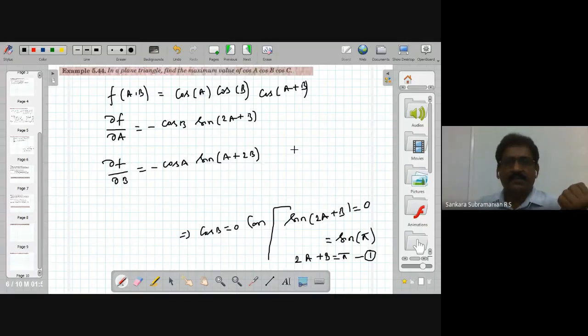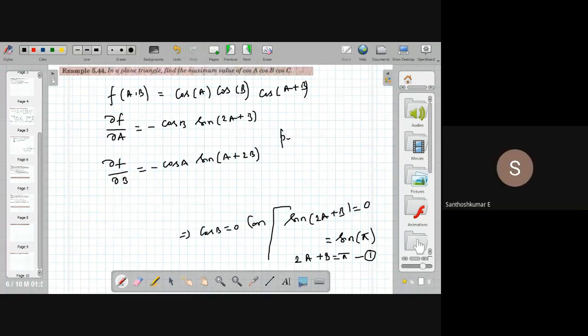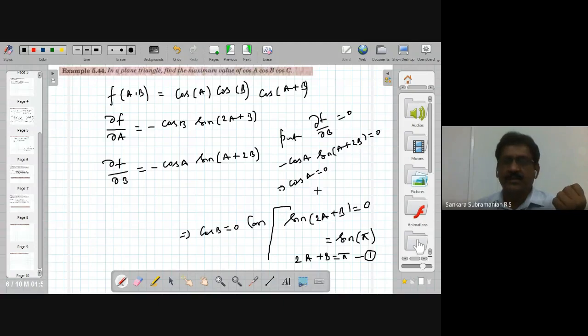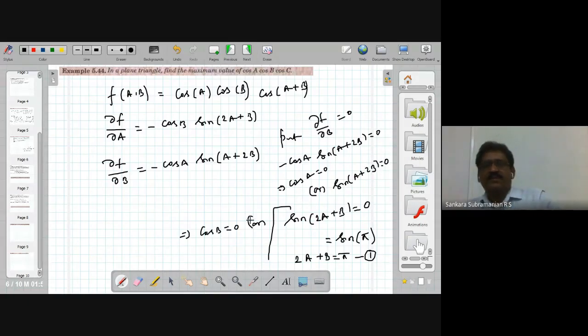Now put dou f by dou b equal to 0. When I put 0, I will be getting minus cos of a into sin of a plus 2b equal to 0. This implies cos a becomes 0, or sin of a plus 2b equal to 0. I did not take an angle of 0, because a and b are considered as angles, right, so a 0 angle is not needed.